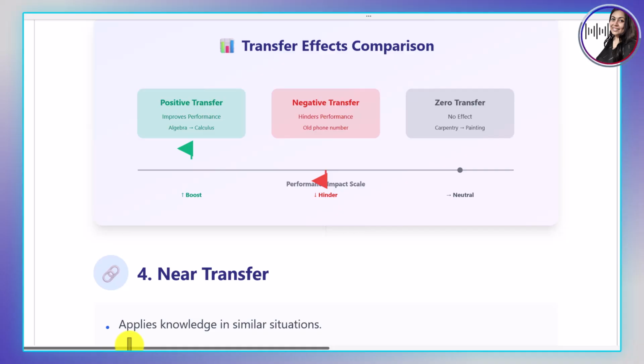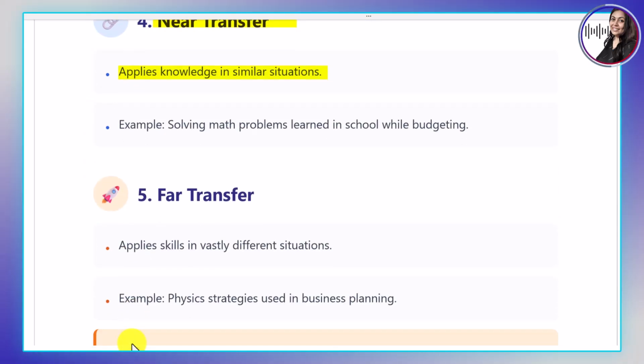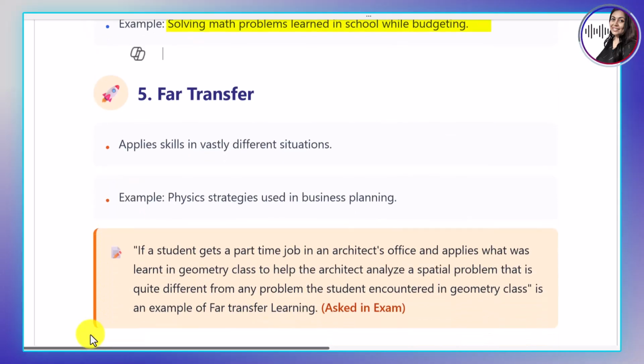Moving further, we look at near transfer of learning, which takes place when knowledge or skills are applied in similar or closely related situations. For example, a student using mathematical problem-solving skills learnt in school while managing a personal budget demonstrates near transfer. The contexts are similar, so applying prior learning becomes relatively easy.